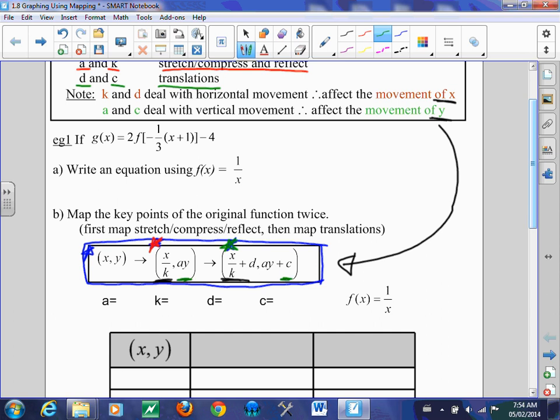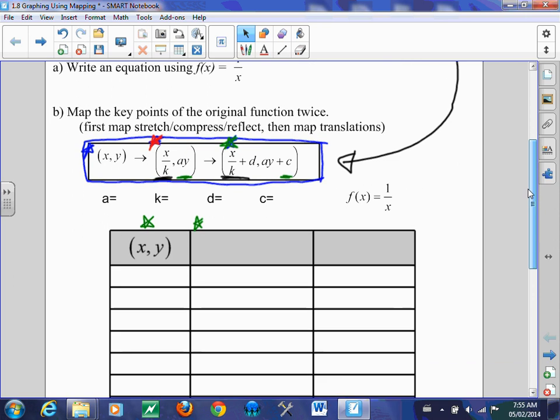So think of these as ordered pairs. So we're going to plot ordered pairs of the parent function, which is down here in this chart. Then we're going to apply it to the stretch, compress, and reflection, which is stage 2. And then stage 3, we're going to add the translations left, right, up, or down into it. All right, let's take a look at an example.